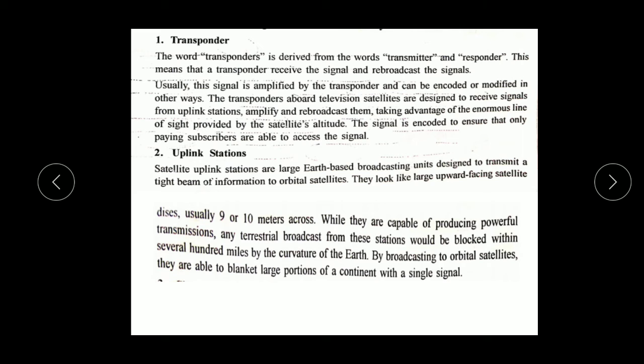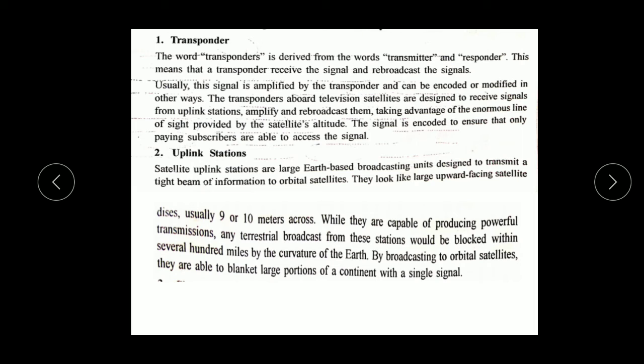The word transponder is derived from the words transmitter and responder. So the meaning of transponder is transmitter and responder. This means that the transponder receives the signal and rebroadcasts it. Basically, a transponder is a combination of transmitter and receiver.